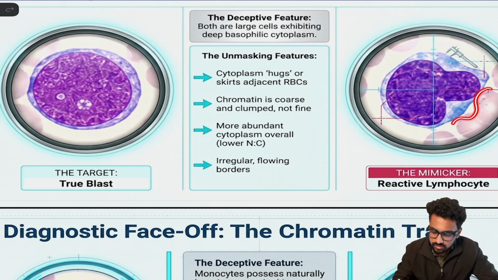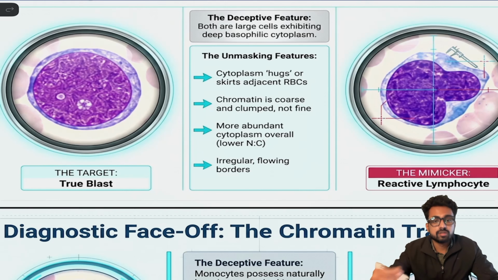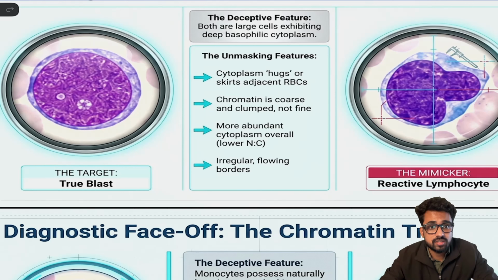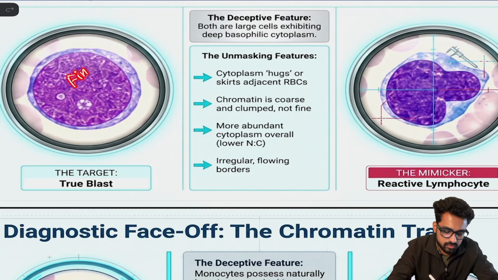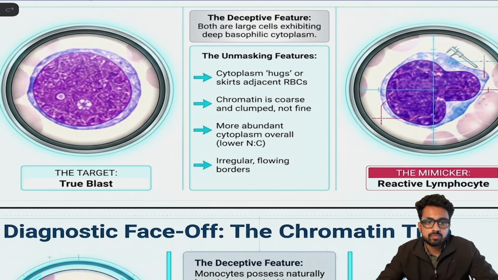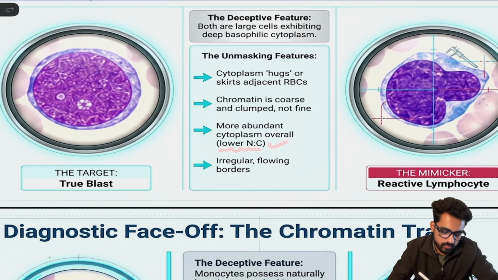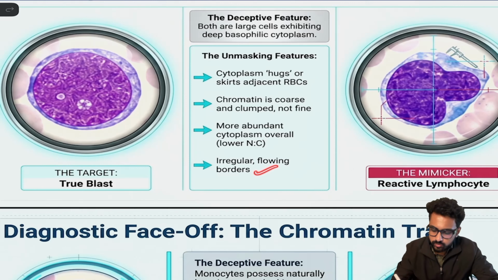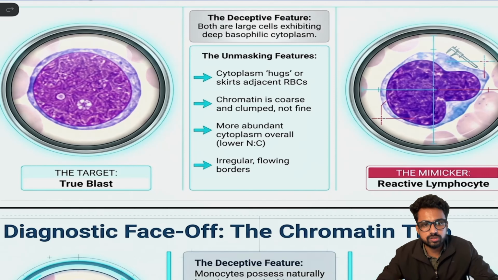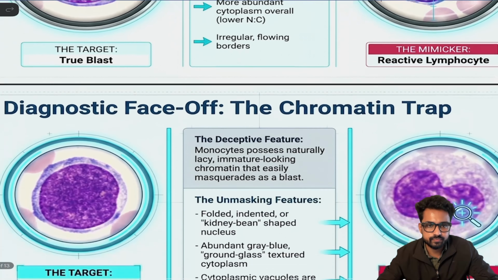Here you can see this is how the reactive lymphocyte is present in the PS. Then the chromatin is coarse and clumped. Here you can see this is a coarse chromatin, and here you can see this is fine chromatin. There is more abundant cytoplasm overall, so there is a low NC ratio. In blast there is a high NC ratio, as we said earlier. And the cell has irregular or flowing borders, very important for identifying reactive lymphocytes. So this is how you differentiate between reactive lymphocyte and true blast.